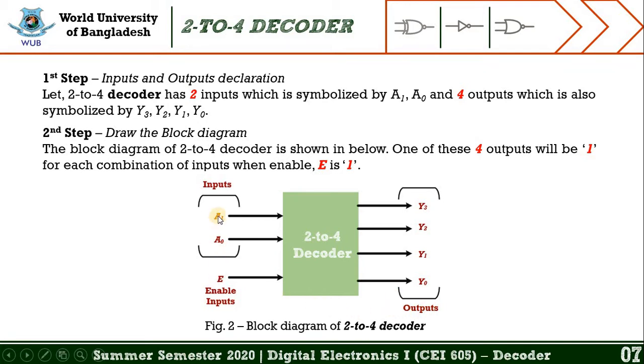On the left side of this block diagram we may find 2 things: inputs, and a special type of input. There are 2 inputs we mentioned in the first step, A0 and A1, and there is also another special type of input named enable, symbolized by E. On the right side of this block diagram there are 4 outputs, symbolized by Y0, Y1, Y2 and Y3. So let's move to the next step.